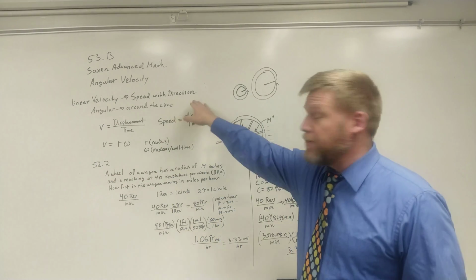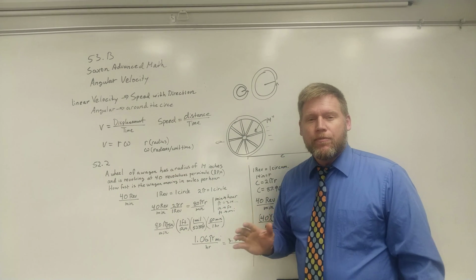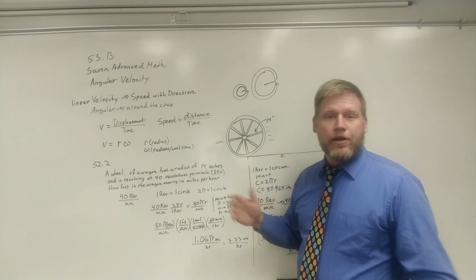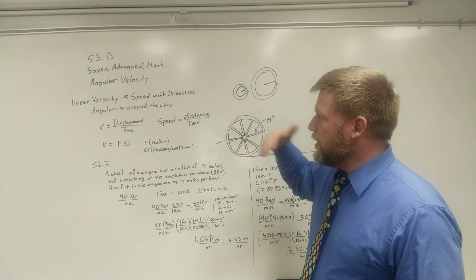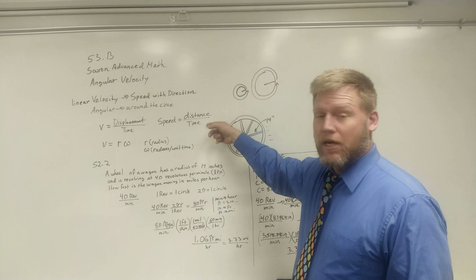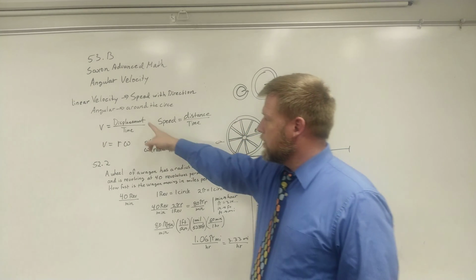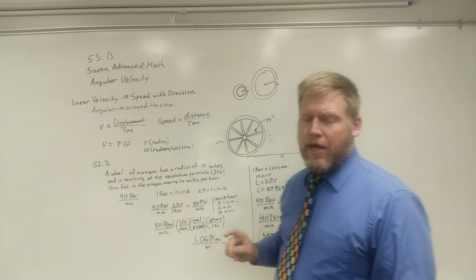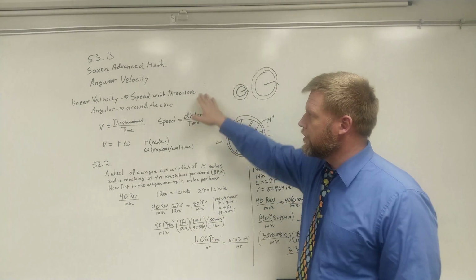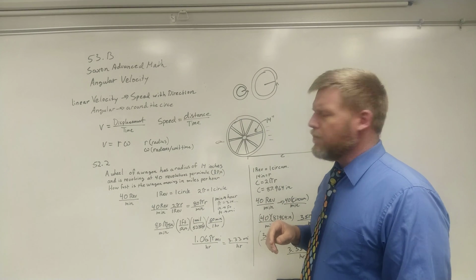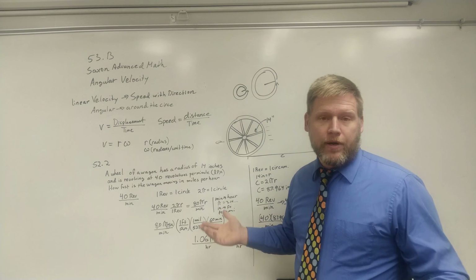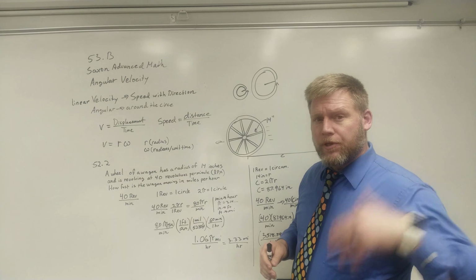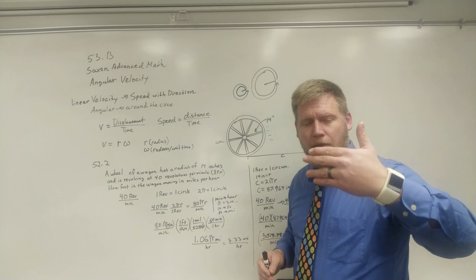Linear velocity is speed with direction. If you remember from your 9th or 12th grade science, both of them tell you the difference between speed and velocity. Speed is distance over time, and velocity is displacement over time. So velocity is a speed with a direction. So let's talk about what angular velocity means. Angular means with an angle, right? So we're talking about a speed with a direction, and we're talking about angular.